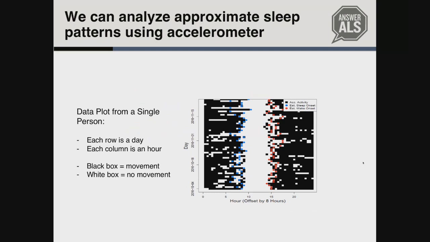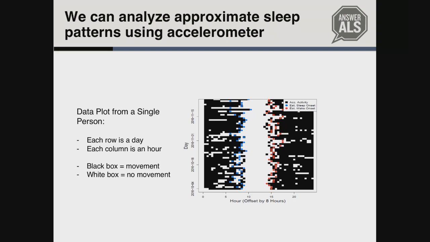I won't spend too much time on this. This is something that we're still working on, but there are ways of analyzing the data from the accelerometer to look at approximately when people are sleeping. So in this graph of white and black, and a little bit of red and blue, all that white space in the middle is times when the accelerometer is not showing any movement. All the little boxes on here are coded either black or white. Black means there's movement of the phone, and white means there is not.